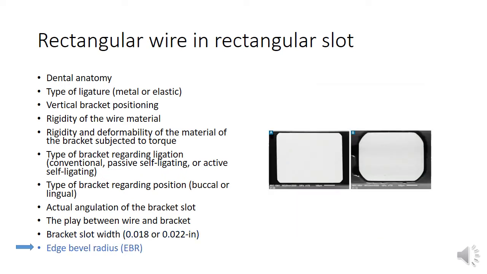The EBR, or edge bevel radius, has been responsible for up to 63% of the final play between wire and slot. An edge bevel with a minimum radius of 40 micrometer is recommended so the wires do not cut the lips or cheeks of the patient. However, it should not increase more than that, since it can compromise torque control, and the reason is that as the EBR increases, the moment arm decreases, and likewise the moment.